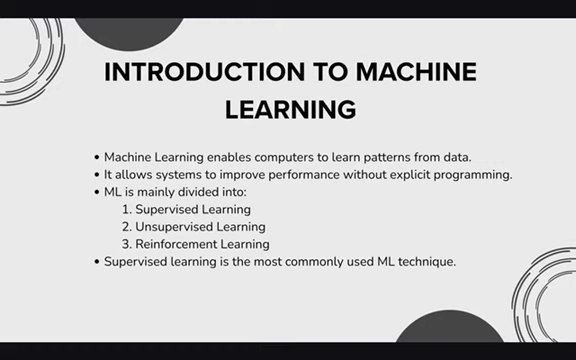Machine learning is a branch of artificial intelligence that allows computers to learn from data and improve their performance over time without being explicitly programmed. Instead of writing detailed rules, we provide data to algorithms so they can identify patterns and relationships. Machine learning is generally divided into three major types: supervised learning, unsupervised learning, and reinforcement learning. Among these, supervised learning is the most commonly used because it works with labeled datasets where the correct answers are already known.